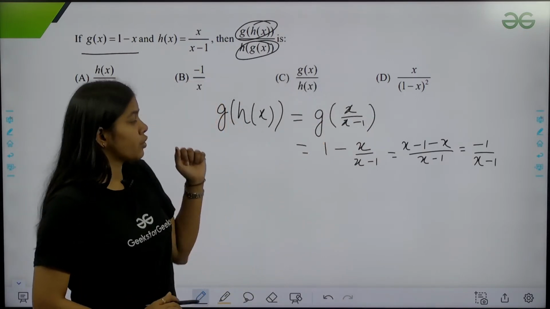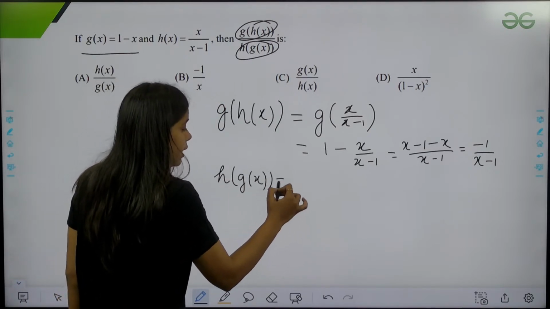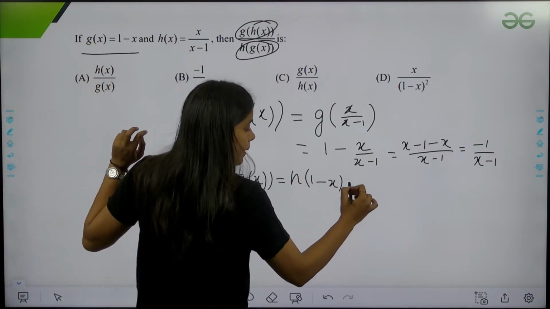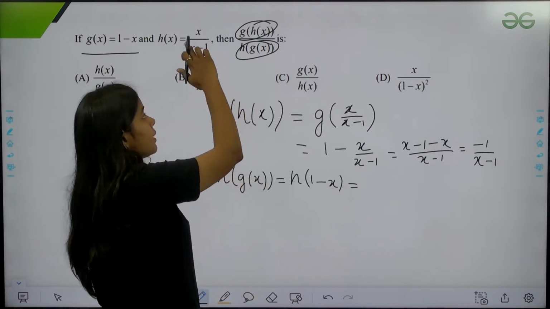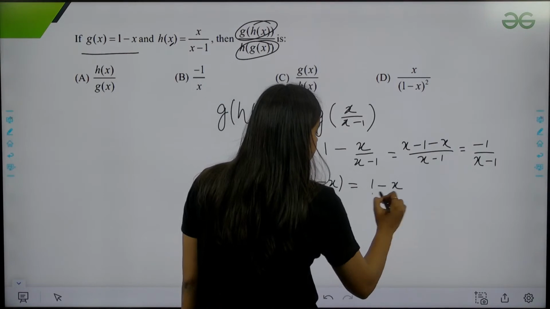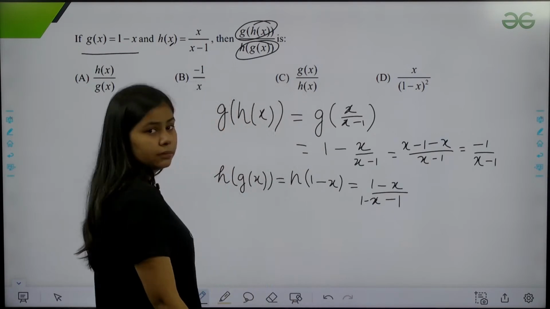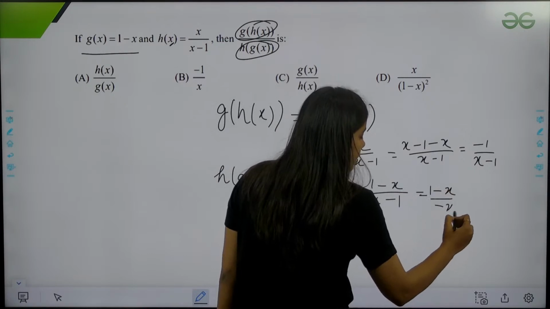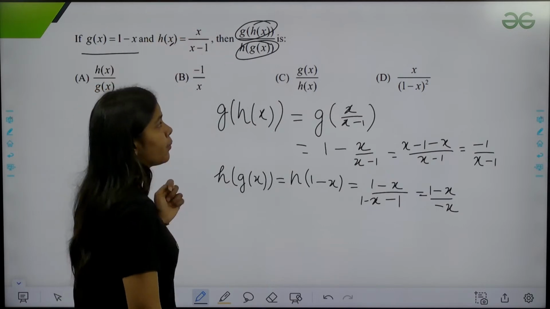Now I can find h of g(x). So what would I get from h of g(x)? What is g(x)? g(x) is 1 minus x. I have to take h of 1 minus x. Now in place of x, I have to replace 1 minus x. So let's do that: 1 minus x upon 1 minus x minus 1. On solving, what would I get? I'll get 1 minus x upon minus x. Now I have to find g(h(x)) upon h(g(x)).